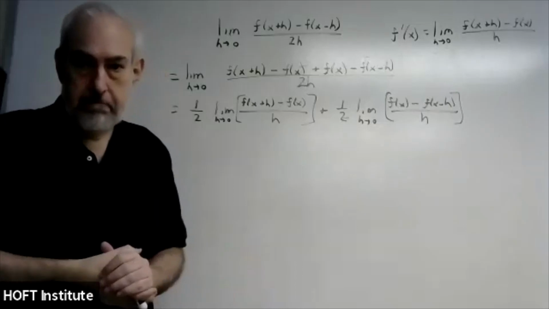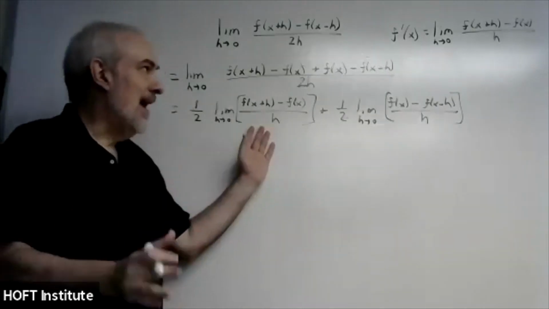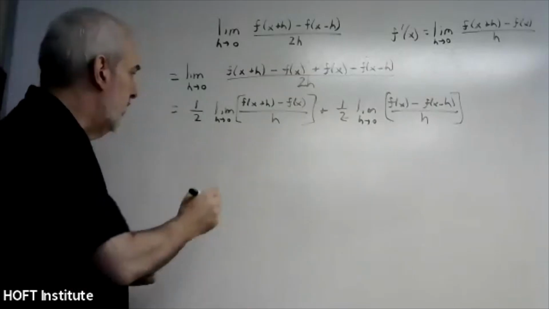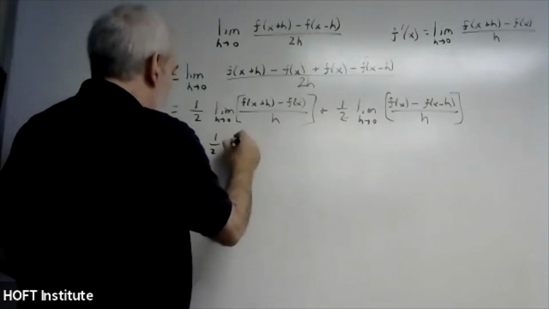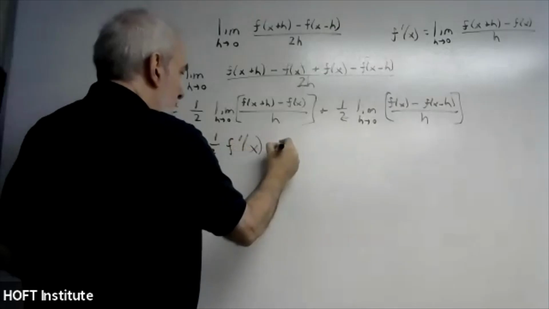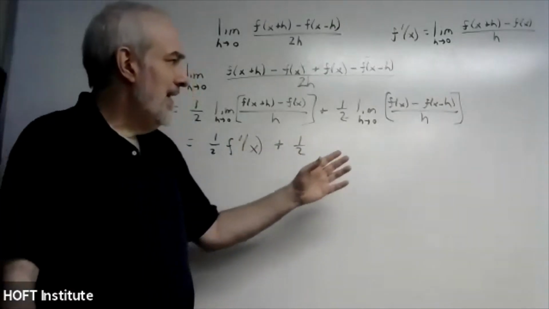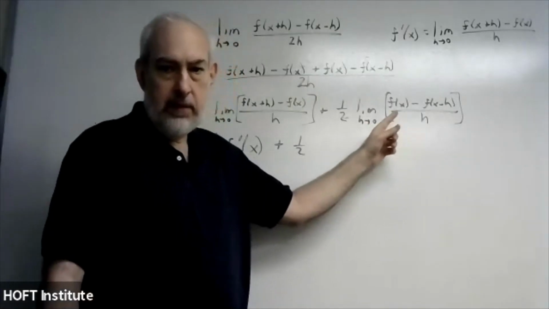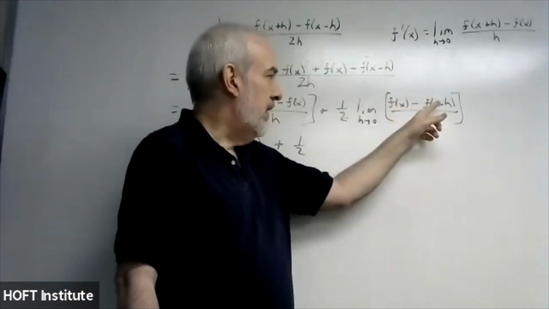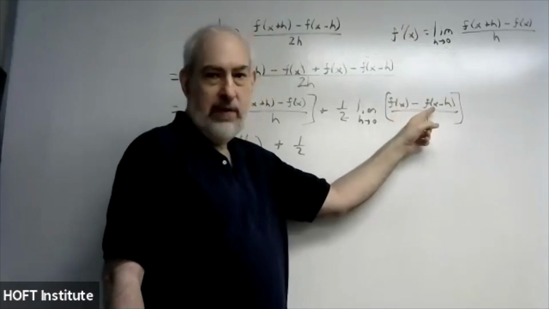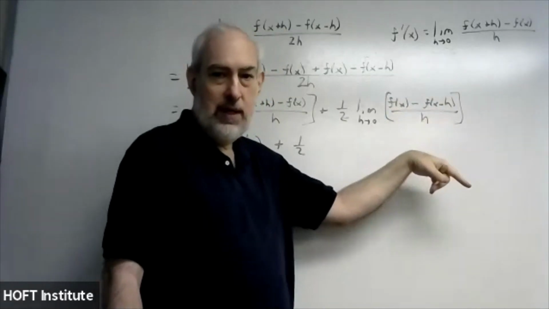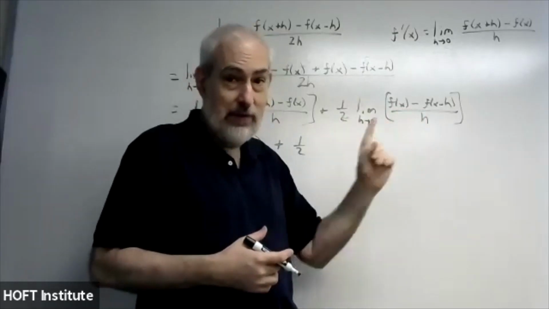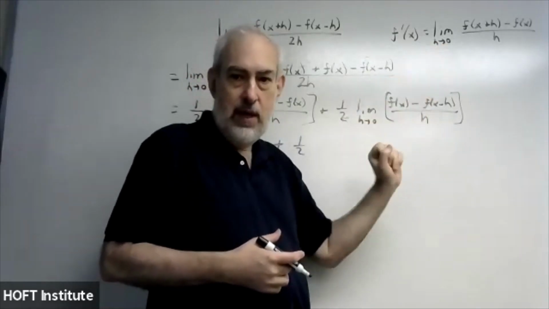Which gives me this, okay? This is exactly the pattern for the derivative. So this is half of the derivative of f of x plus. Now look at this one right here. As h approaches 0, but instead of f of x plus h minus f of x, it's f of x minus h, okay?